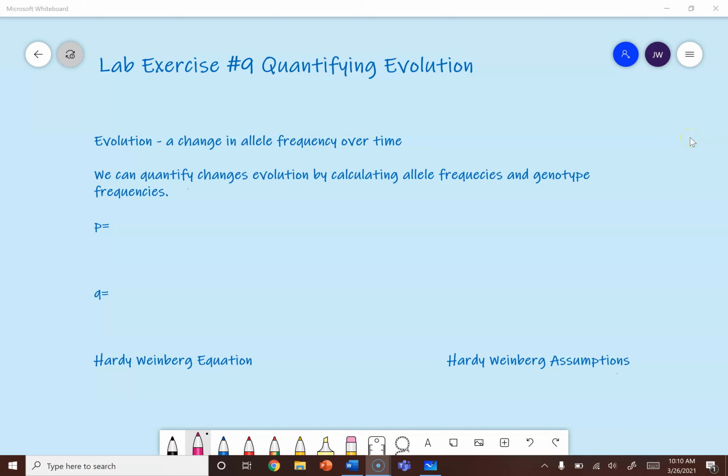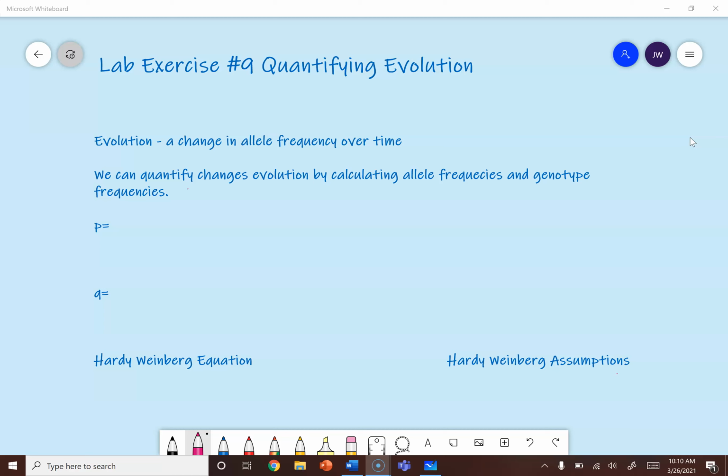In lab exercise 9, we are going to learn how we quantify evolution. In other words, we're going to use mathematics to demonstrate how a population is changing over time. So if you remember from last week, we defined evolution as a change in a population over time.